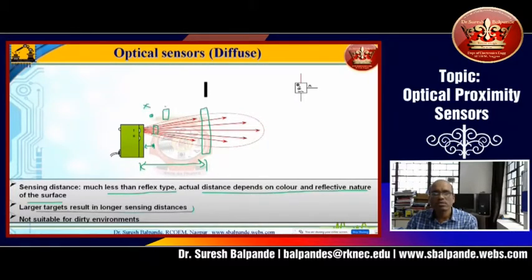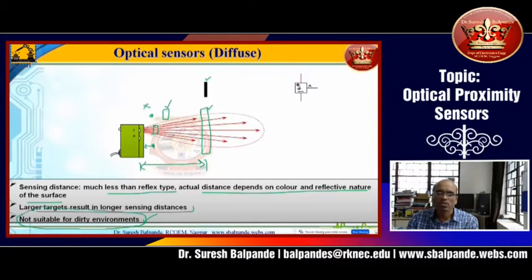So the size of the target is very important. If the target is bigger, you will have more sensing range. If it is a middle one or a smaller one, the range is lower, and if it's too small, then it is not possible to detect the presence of the object. This is a very important point which we have not seen in the other two cases. What is this important thing?